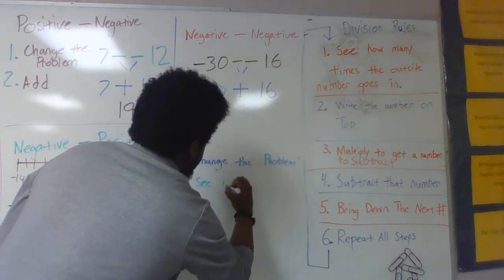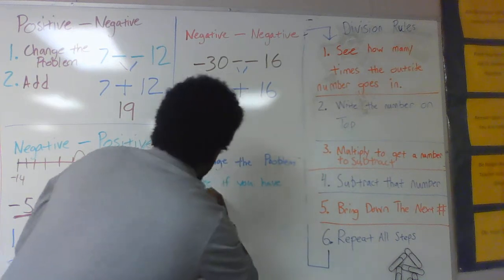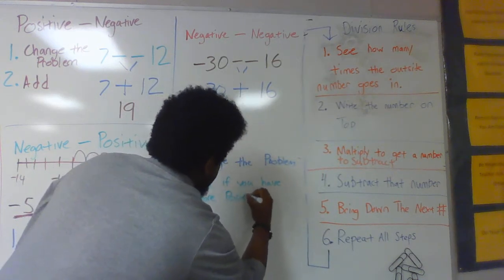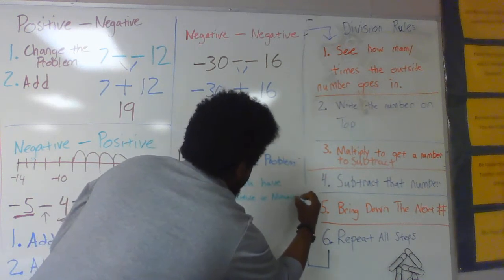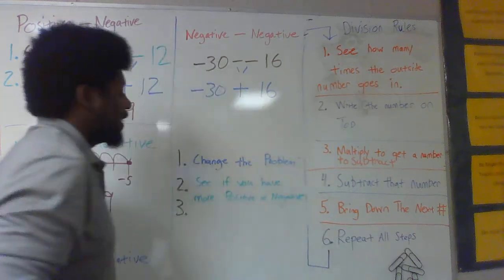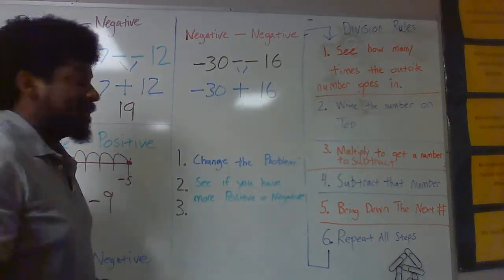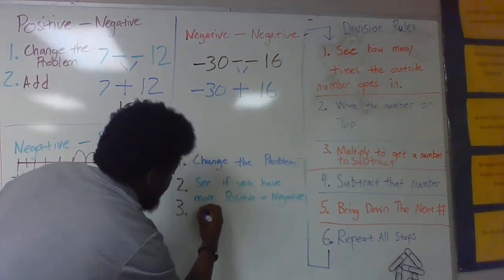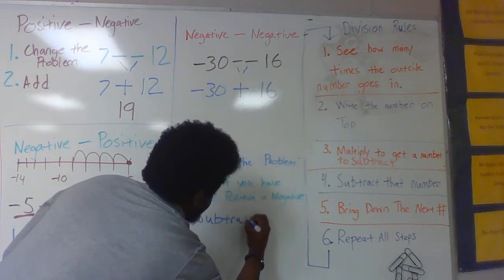See if you have more positive or negative. And then that last step is going to be exactly the same as it was when you add positive and negatives. That last step is for you to subtract.